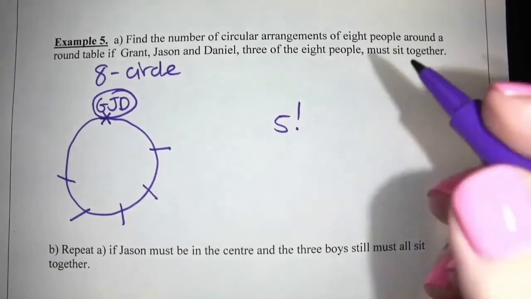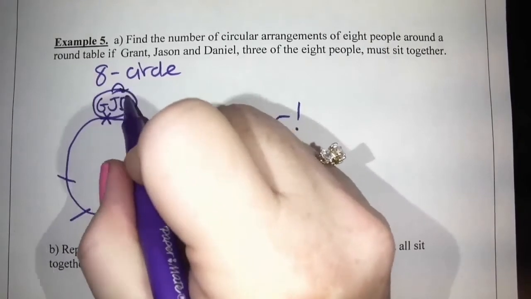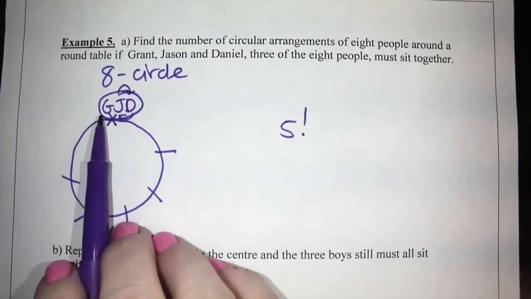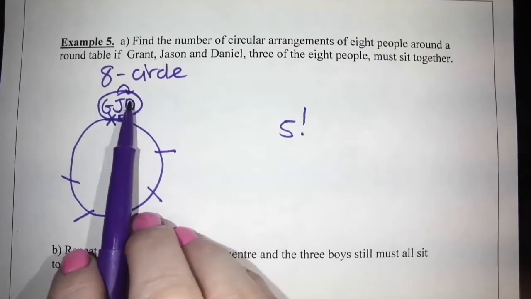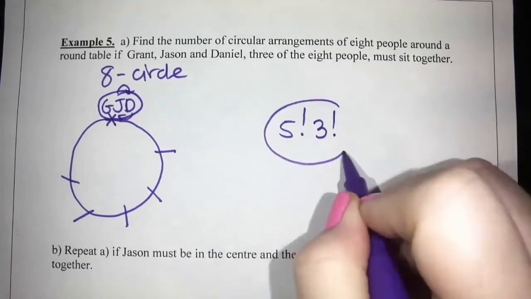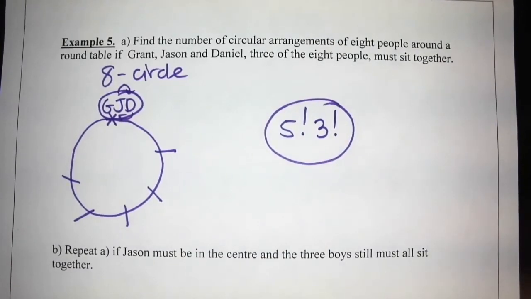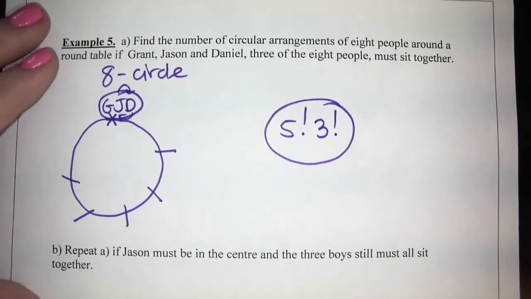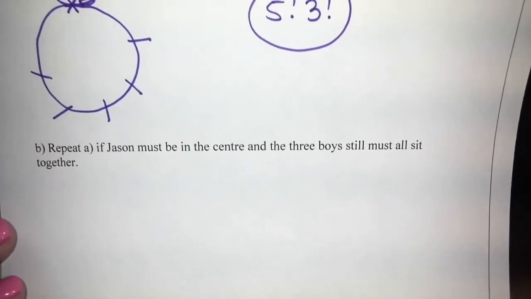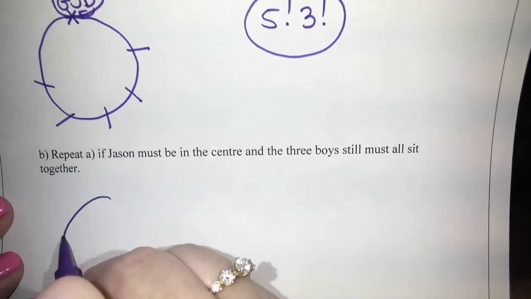Well, because Grant, Jason, and Daniel can arrange themselves in their own little group. They can still stay together, but they can be arranged as Grant in the middle, Grant at the end, Daniel in the middle, etc. So that's 3 factorial ways to arrange Grant, Jason, and Daniel together in a circle with 8 people. And how would your answer change if Jason must be in the center and the 3 boards are together?